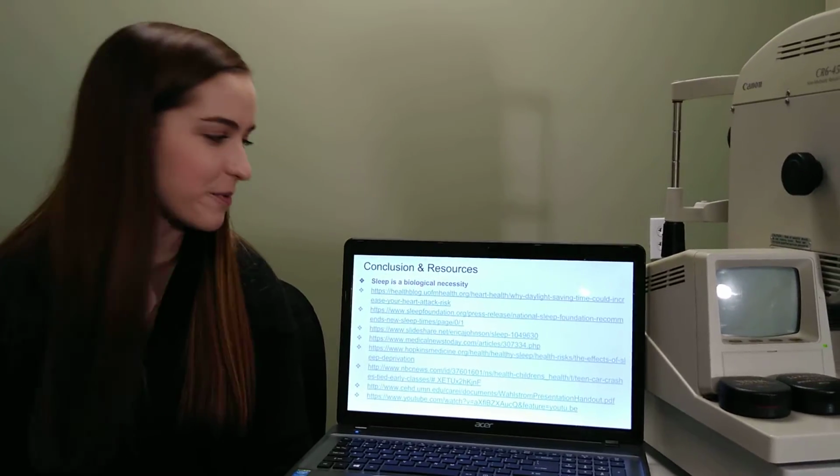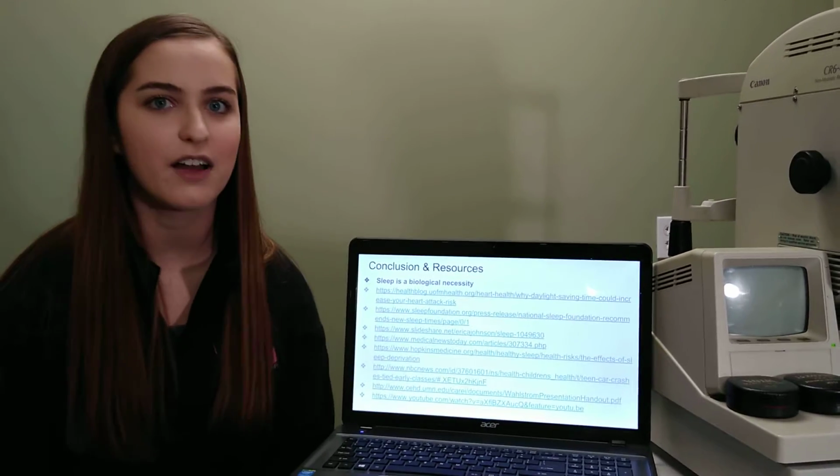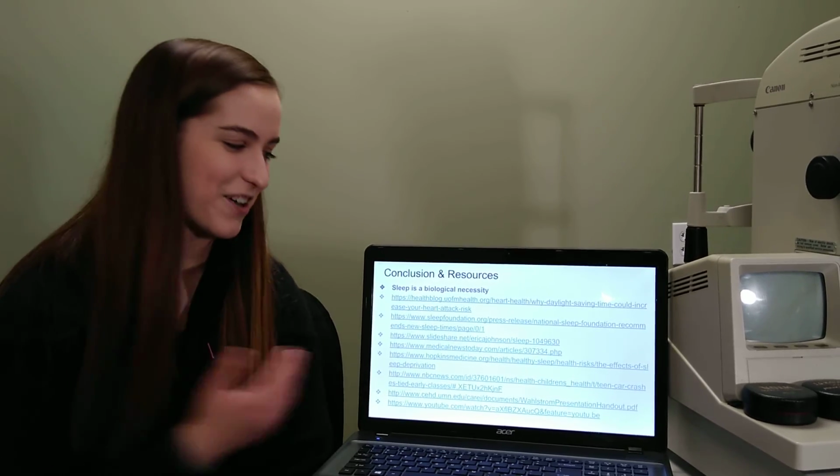That is crazy. Yep. So basically the point of this is a lot of this is still developing, so it's not totally clarified yet and everything, but we know sleep is a biological necessity, and I think we don't realize how much effect it has on our bodies, and we need to get all the sleep that we can get. And then here are my resources.